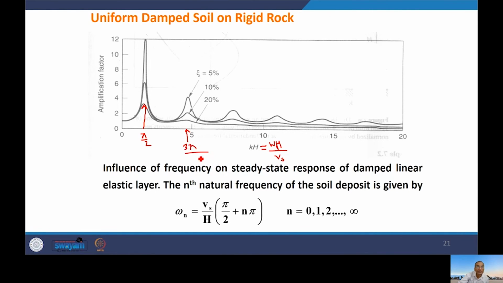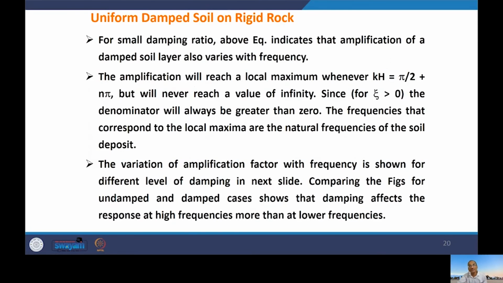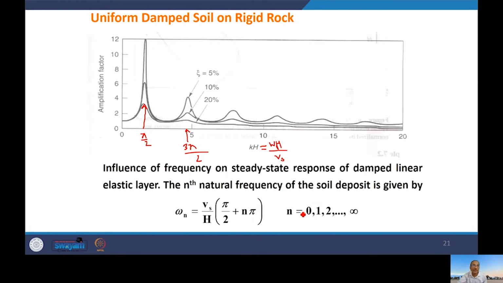Then next will be related to 5 pi by 2 and so on. So this is the influence of frequency on steady state response. First of all, omega n, the natural frequency, where you get these peaks, is given by Vs by H times (pi by 2 plus n pi), where n is 0, 1. So when I put n equal to 0, then it will be Vs pi by 2H. That means omega n, omega s or Vs will be pi by 2.